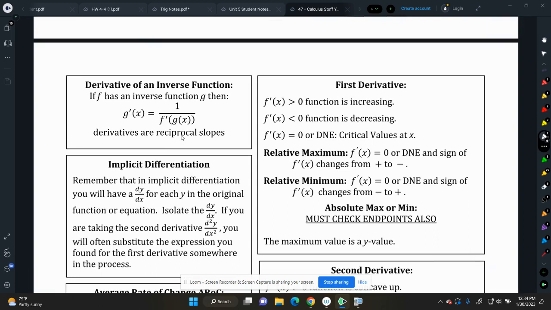The inverse function, this is one that I told you we are not going to spend time on. So this is one that you will see on your AP exam. We'll just practice actually using it then.